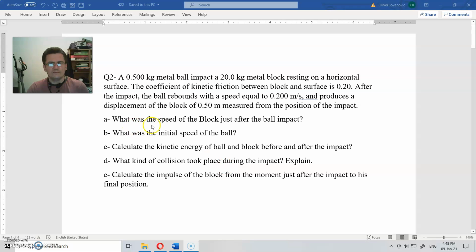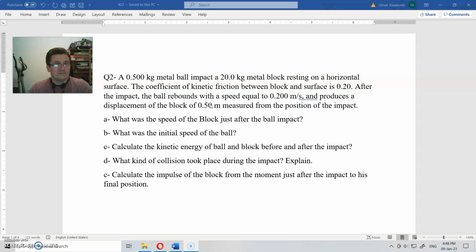So first of all, what was the speed of the block just after the ball impact? What we know for sure is that momentum is conserved. That is never wrong. Momentum is always conserved, but kinetic energy is not always conserved. Sometimes it transforms into something else.